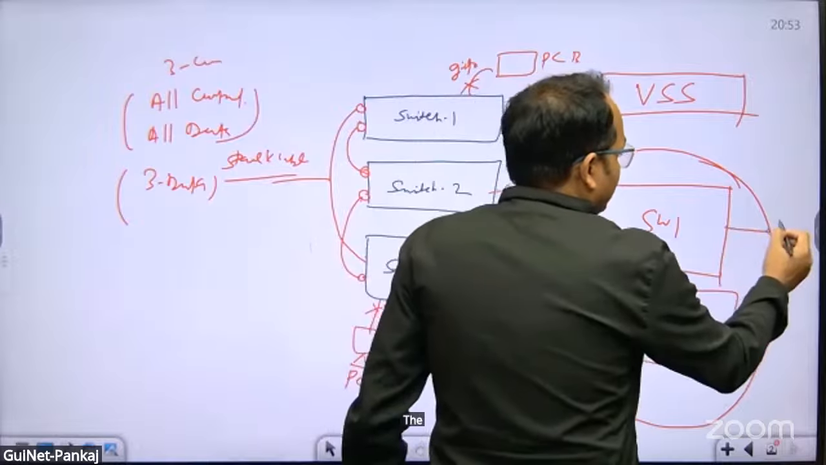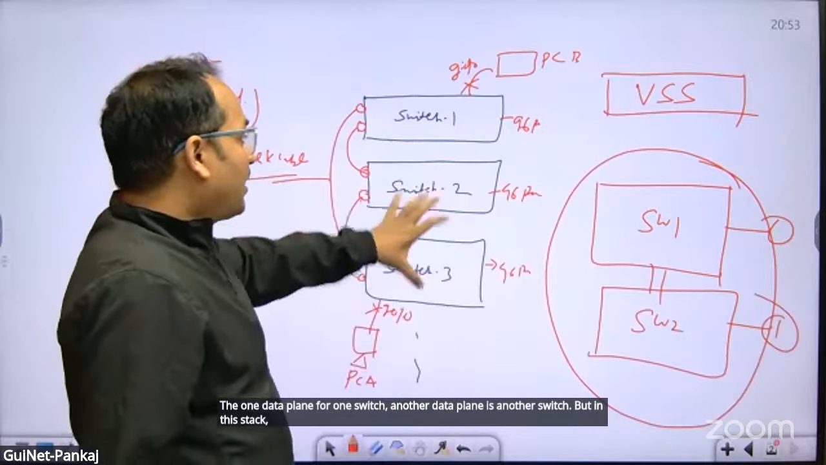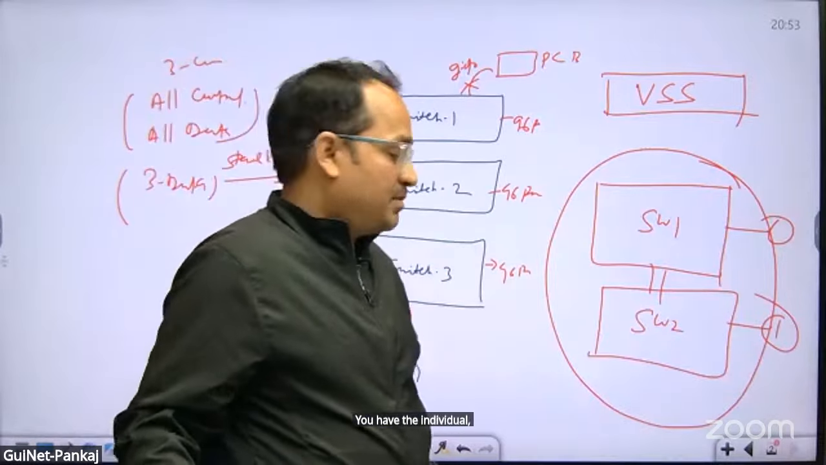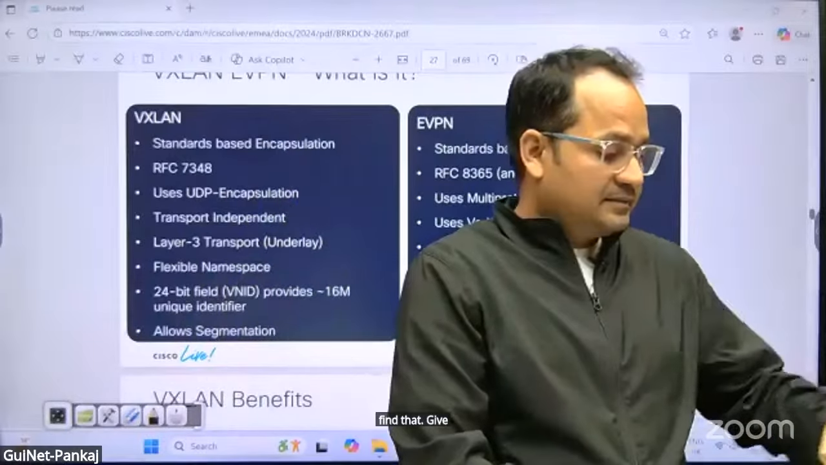One data plane for one switch, another data plane for the other switch. But in the stack, you have an individual IP schema. Let me show you the differences so you can see that. Give me 1 second.